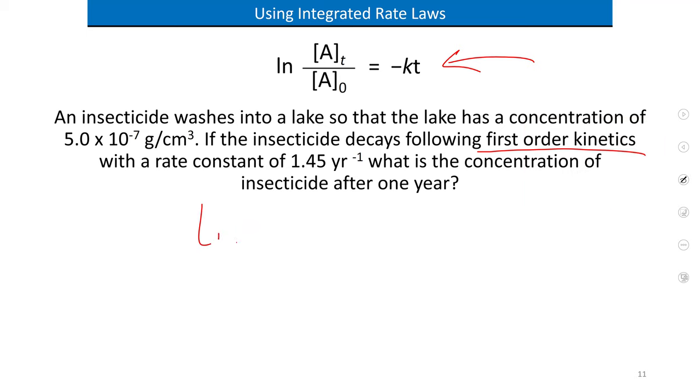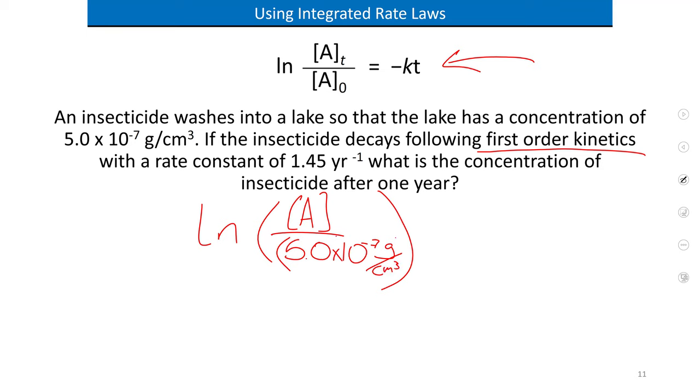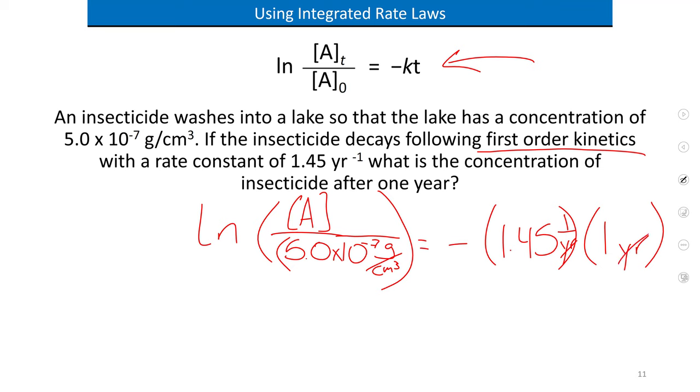So ln of x over, I don't know, I would switch to using x now. We haven't been doing that for a while. Concentration of A over 5.0 times 10 to the minus 7 grams per cubic centimeter equals negative 1.45 inverse year times 1 year. So units cancel out here, which is good because logs kind of wreck our units anyway, right?